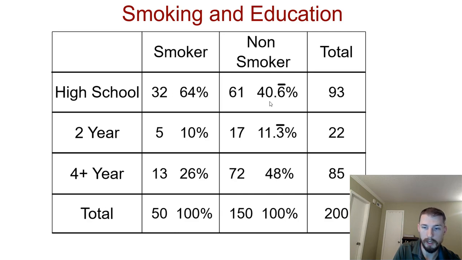So the question I have is, when we're looking at the percentages, which is easier to compare than the totals, right? Because now they're weighted the same out of a total percent. Is it easier to compare? 10 is close to 11, but 64 and 40, that's pretty significant to me. And then 26 to 48, twice the amount. So if you're a non-smoker, it looks like the proportion was twice as high that you would go to a 4-year university. So yeah, those do not look like they're independent of each other.